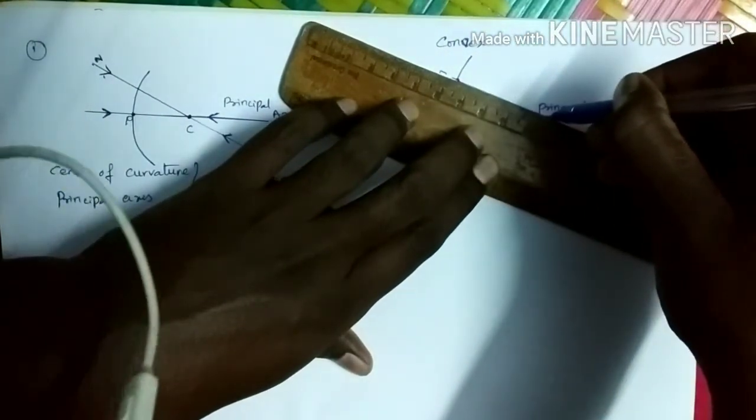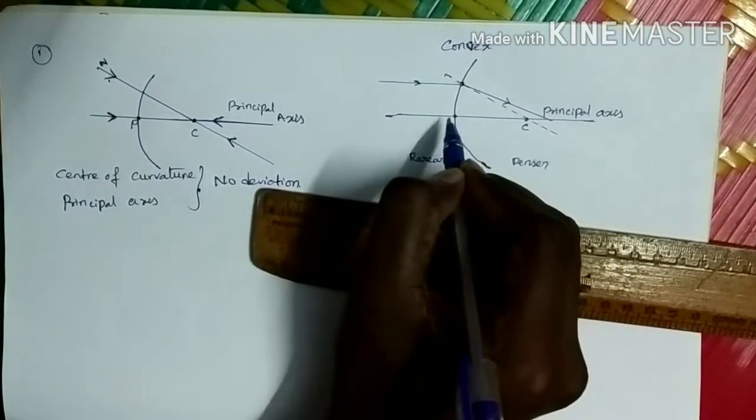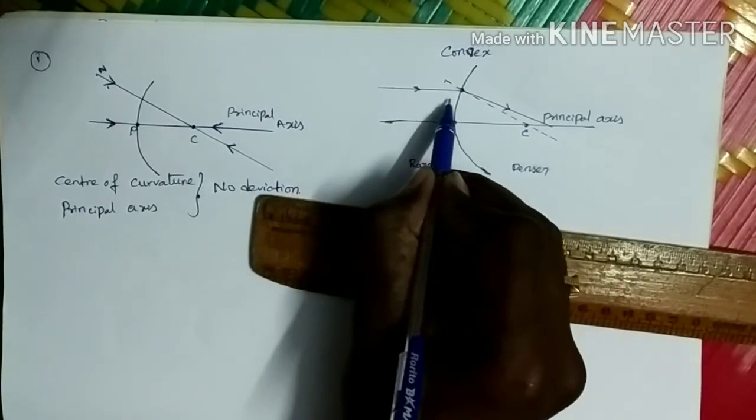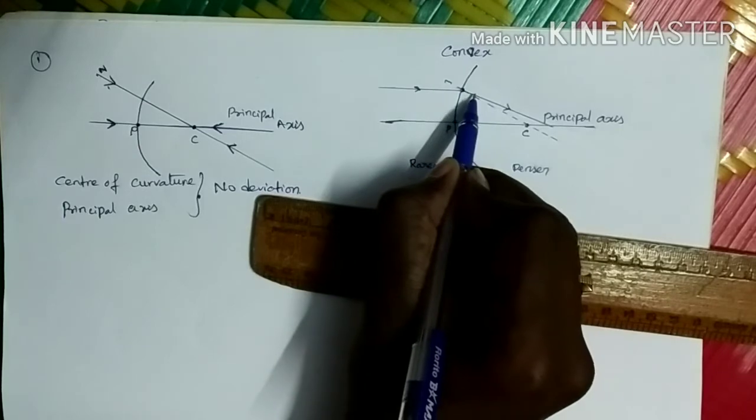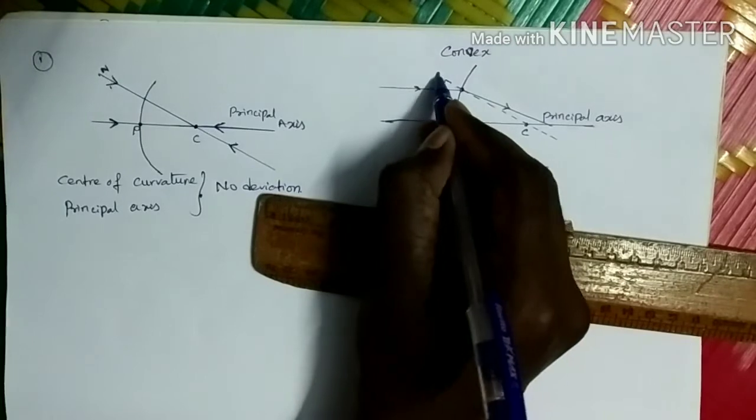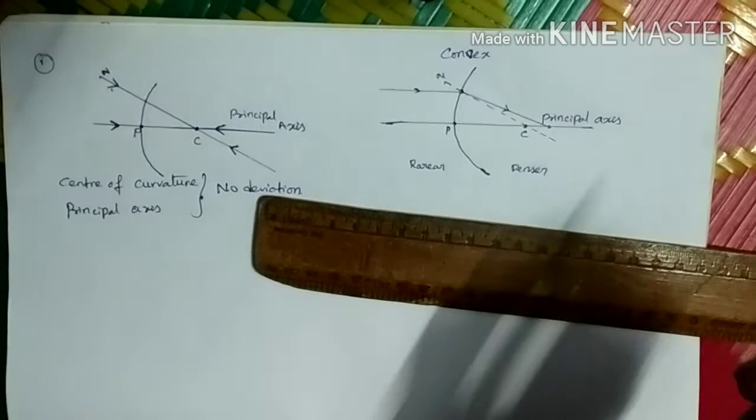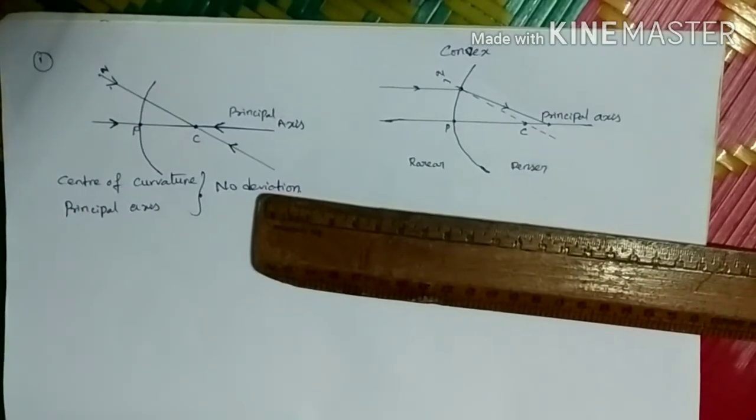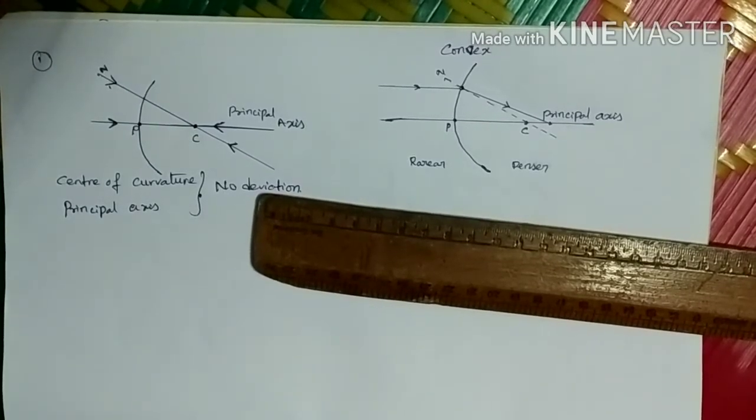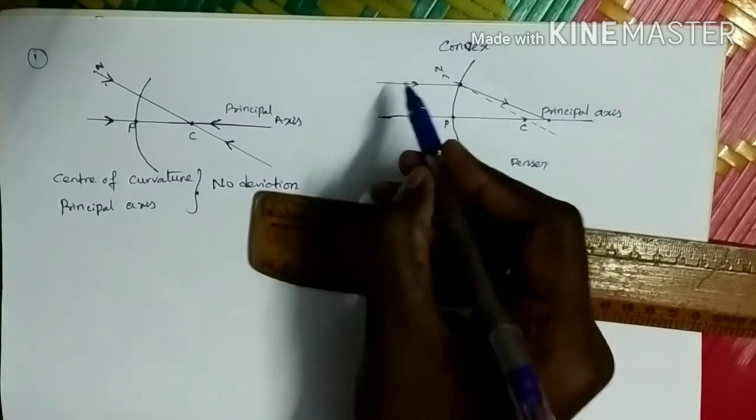Here also the same thing will happen. When we are sending the light parallel to the principal axis, there is a refraction of light. The refracted ray is closest to the normal. The refracted ray touches the principal axis at one point. What do we call that point? I will tell later. Observe this carefully.